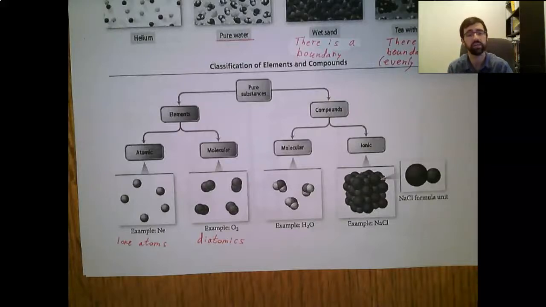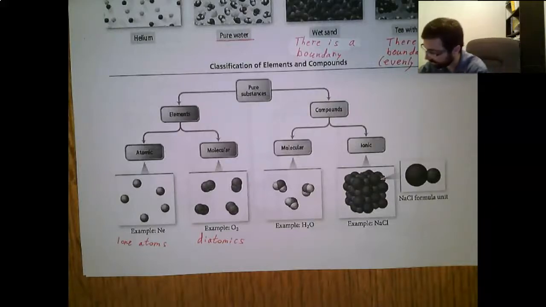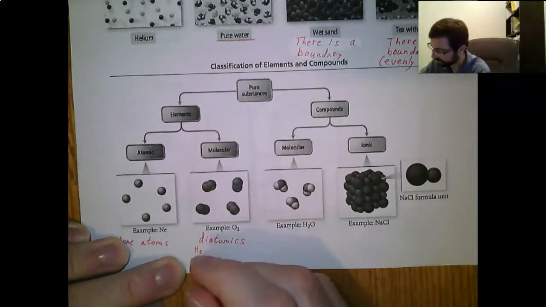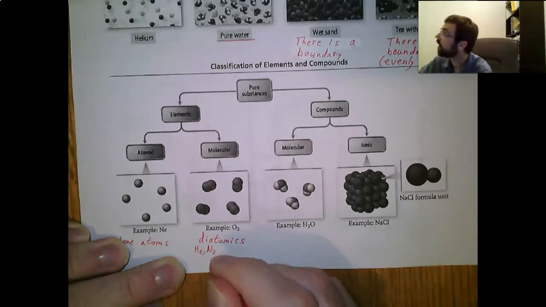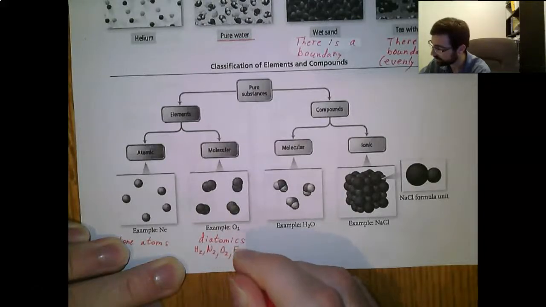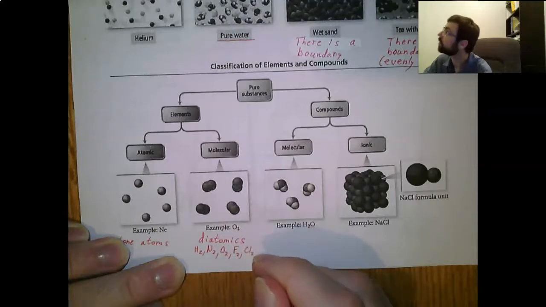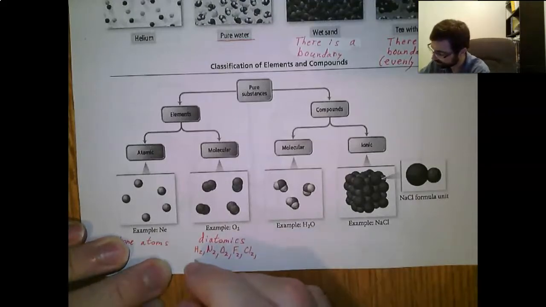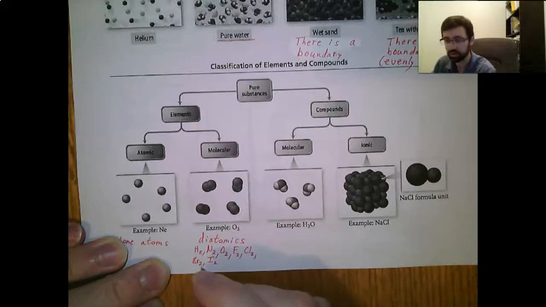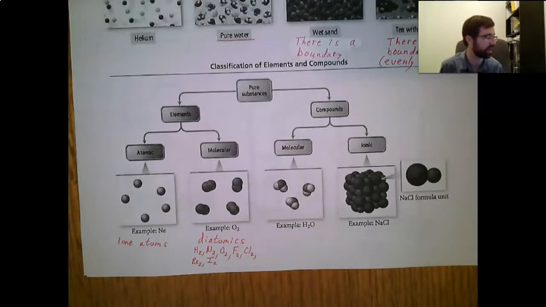There's a total of 7 diatomic elements, and they are hydrogen, nitrogen, oxygen, fluorine, chlorine, bromine, and iodine. Count them. 1, 2, 3, 4, 5, 6, 7. Go to 7, make a 7. Those are your diatomics. Okay.